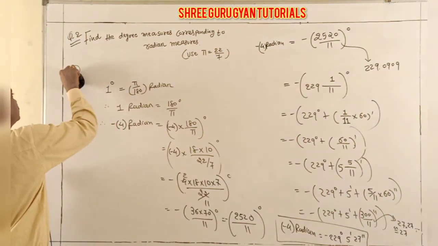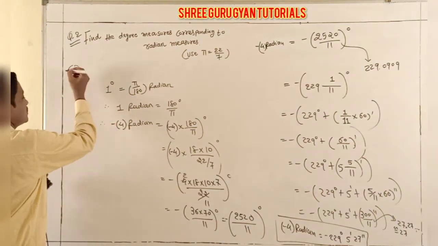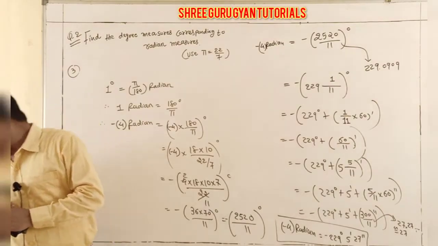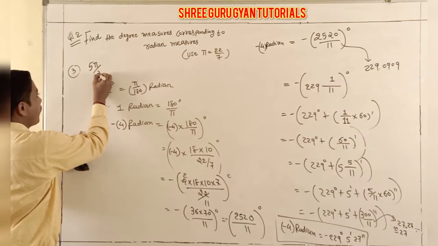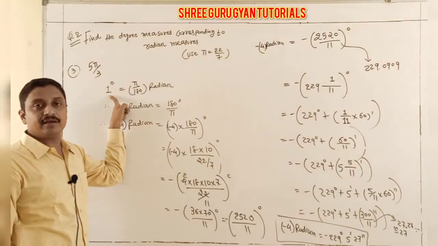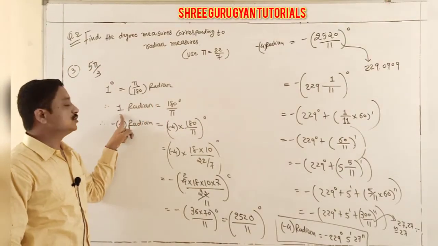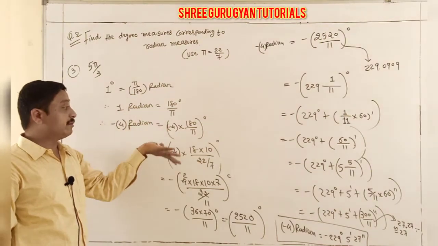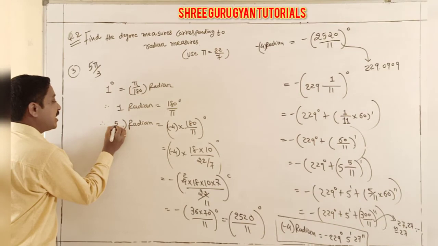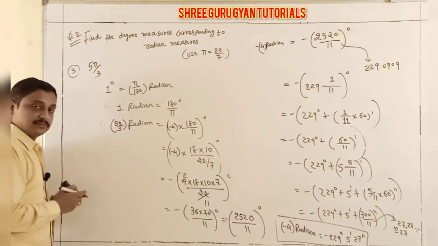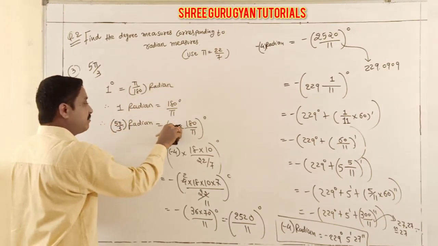Our third question. Third is the same property. The question is 5 pi by 3. So this is the same: 1 degree is pi by 180 radian. So 1 radian is equal to 180 by pi degree. Here change, that's your 5 pi by 3 radian. Here change 5 pi by 3.